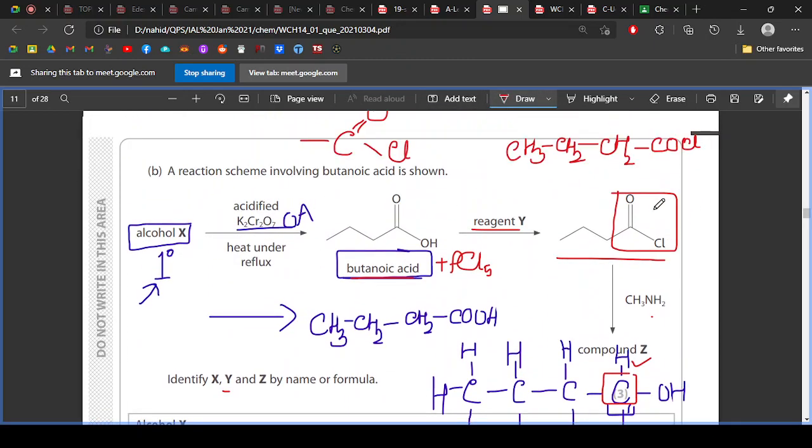And then you have compound Z. They're telling you that you have this acyl chloride which is reacting with this compound here, and you will get compound Z at the end. This compound is an amine. So an acyl chloride reacts with an amine. Let me see if I can find the reaction for this. We definitely did this, I suppose.